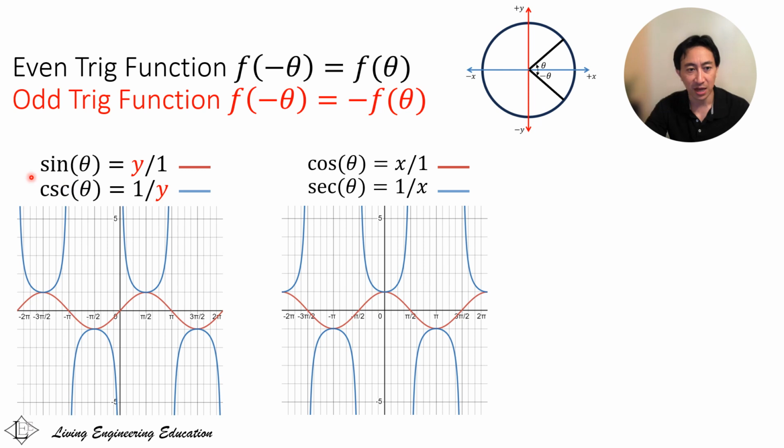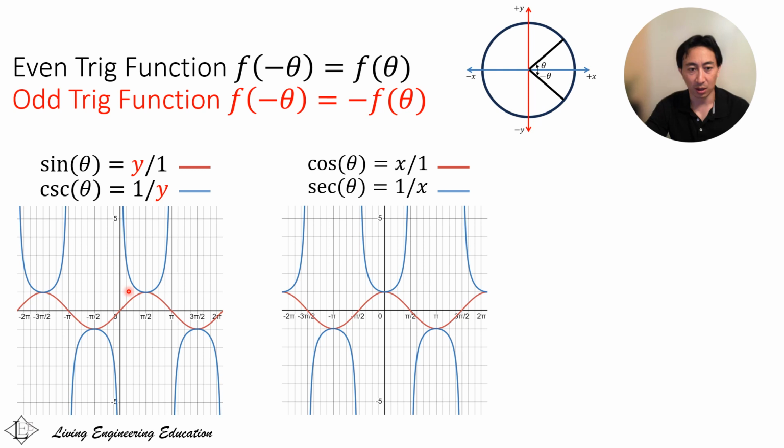Here we have sine and cosecant. So again, if we're looking at it from the perspective of the unit circle, the hypotenuse is 1, the opposite side is y, right? The y term. So I put in red here to emphasize the y term is going to be affected by a positive or negative theta term, right? So this will be considered an odd trig function.